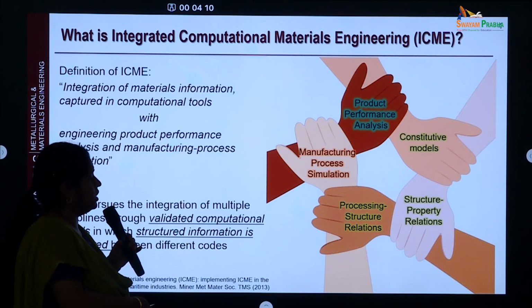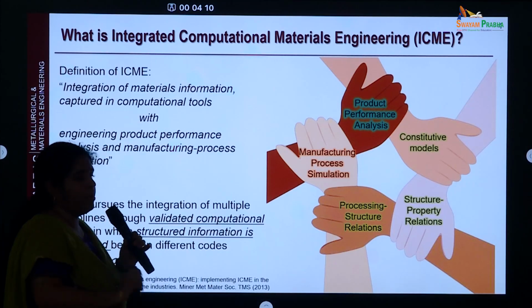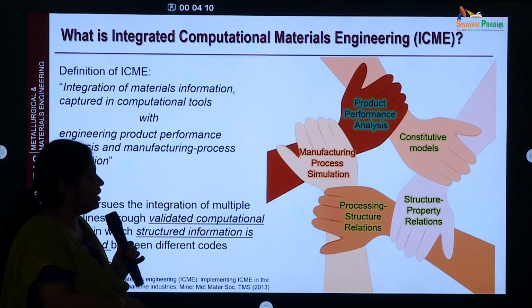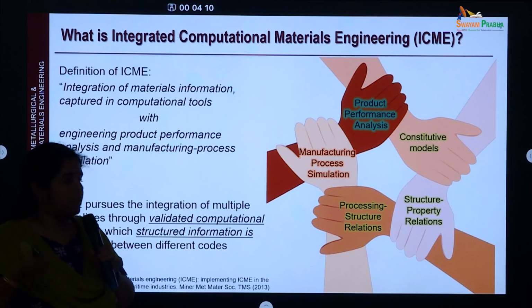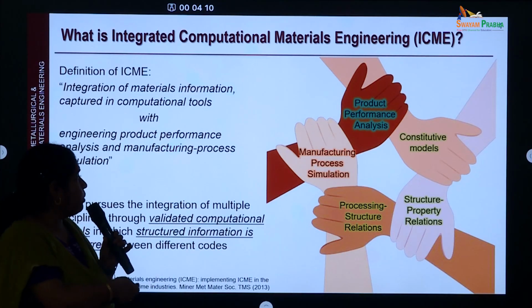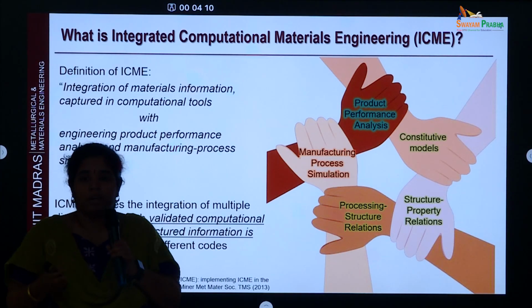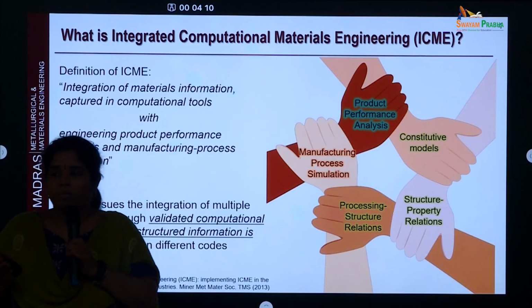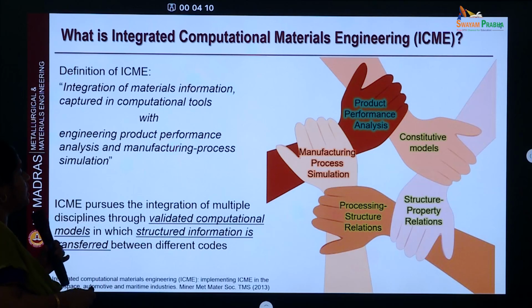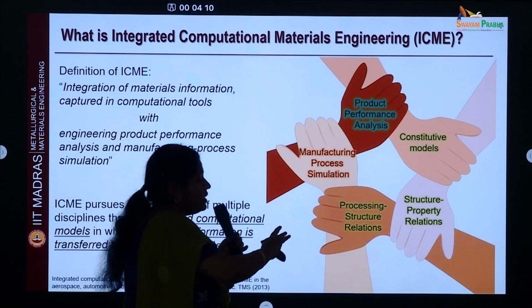Processing structure relationship. So I'll go from here. Structure property relationship. So that's where your material science starts. Processing structure relationship, that's where your materials engineering comes. Then manufacturing process simulation, right? Then product performance. So whenever you get a product, you have to check the performance, right? So product performance analysis. And finally, some constitutive models to predict the properties. So these are the 5 components of ICME.